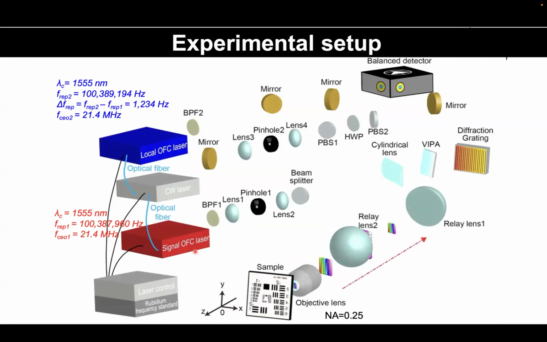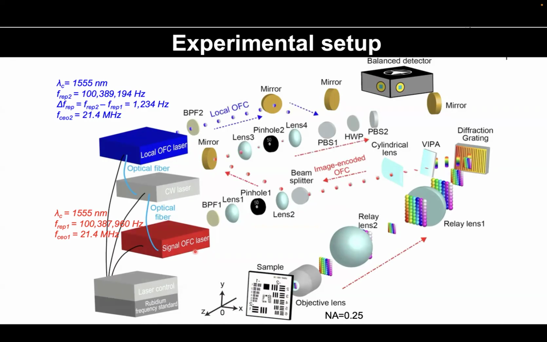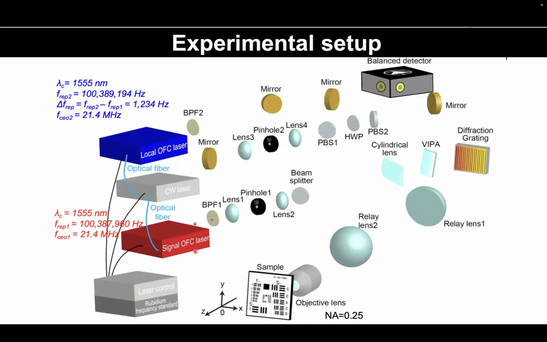Reflected light propagates through the same optics and passes through a detection pinhole. Finally, the image-encoded OFC is interfered with a local OFC to generate the interferogram. After acquiring the interferogram, we perform the Fourier transform of the interferogram to obtain the mode-resolved spectrum.